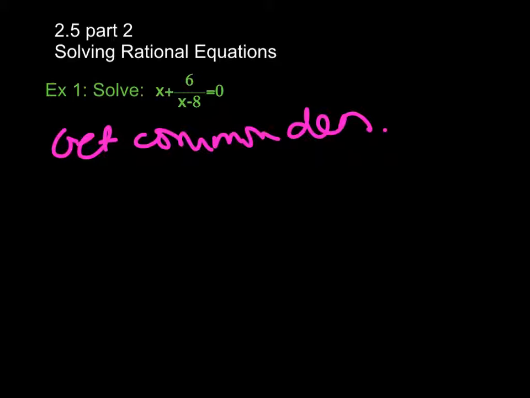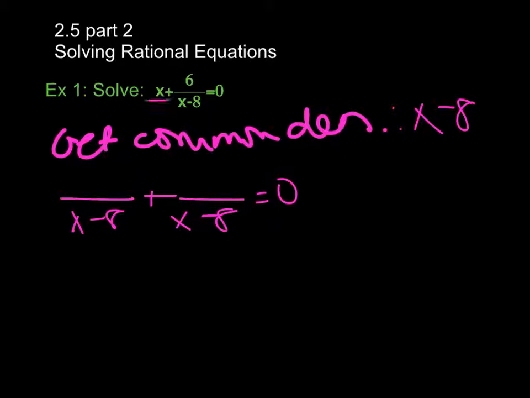Now I could just move over the 6 over x minus 8 and multiply. However, I want to do this in order to have you have a method to do any equation. So let me change my pen width. My common denominator is going to be x minus 8. So my denominators need x minus 8 as the common denominator.